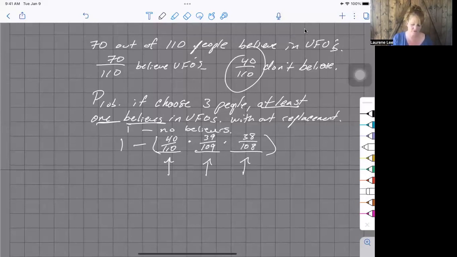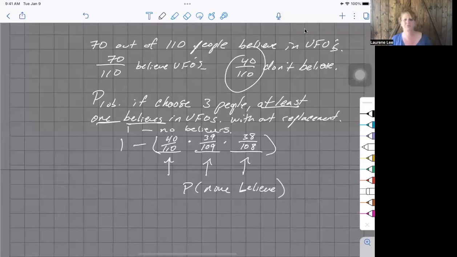Okay, so this is my probability that none believe. That's poor grammar, but you can work with me. So probability of none believing. If I go 1 minus that, that's the probability that at least one believes. All right, and then if we do the math, sorry, this is going to take me a second to type in, a lot of fractions here: 40 out of 110 times 39 out of 109 times 38 out of 108. And then I'm going to go 1 minus that. So I get 0.954.